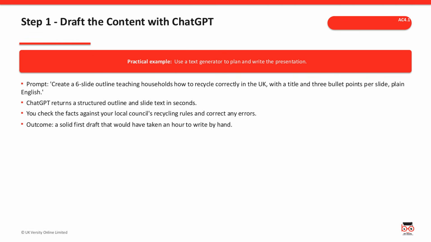Step 1 is to draft the content with a text generator like ChatGPT. You might prompt it for a 6-slide outline teaching households how to recycle correctly in the UK, with a title and 3 bullet points per slide in plain English. Within seconds, it hands back a structured outline and slide text.